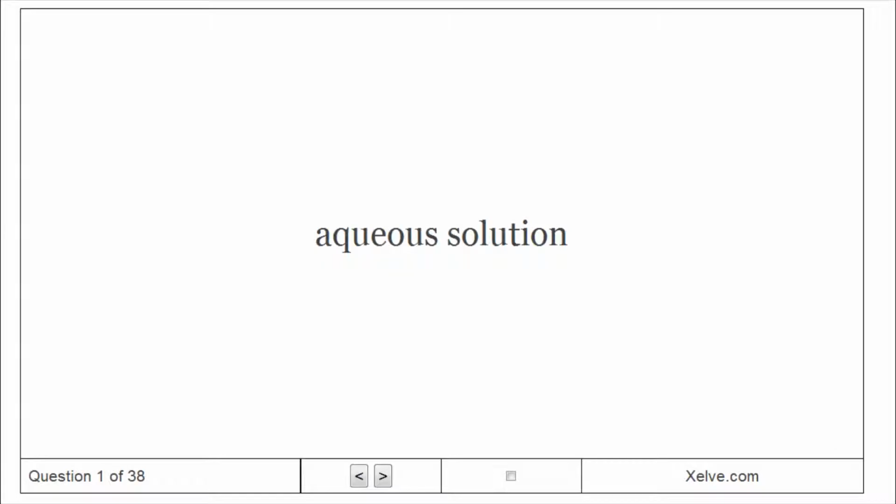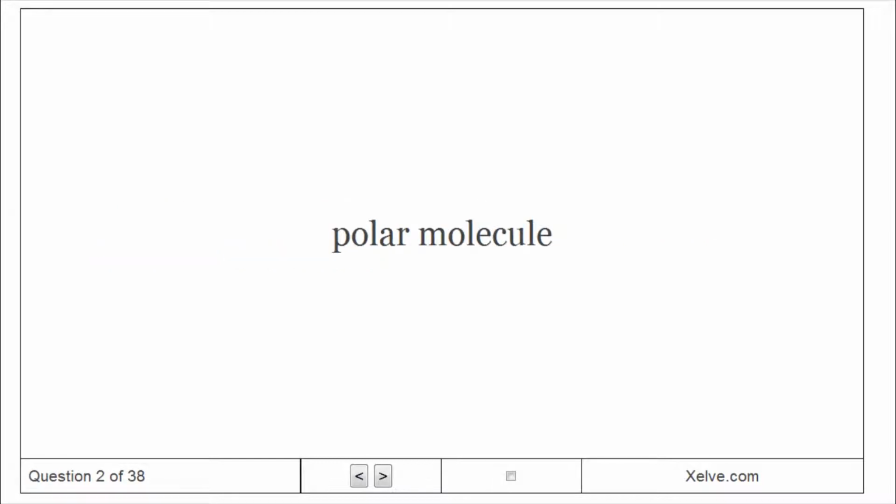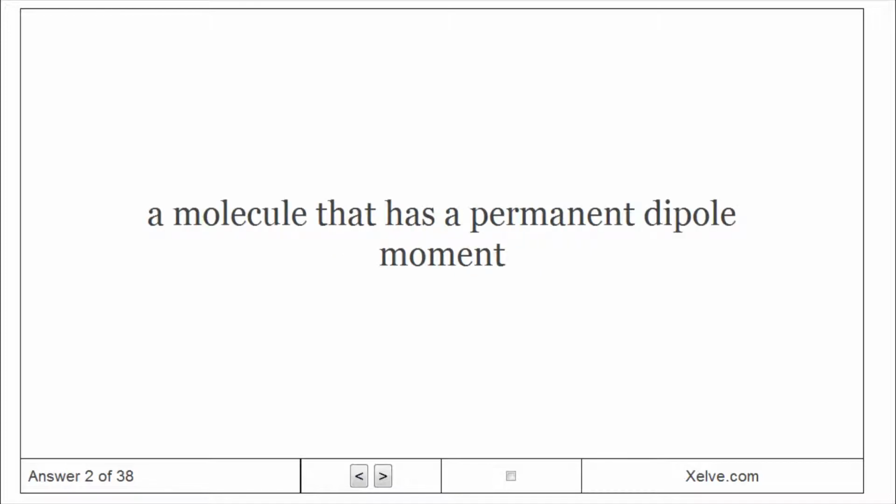Aqueous solution. A solution in which water is the dissolving medium or solvent. Polar molecule. A molecule that has a permanent dipole moment.